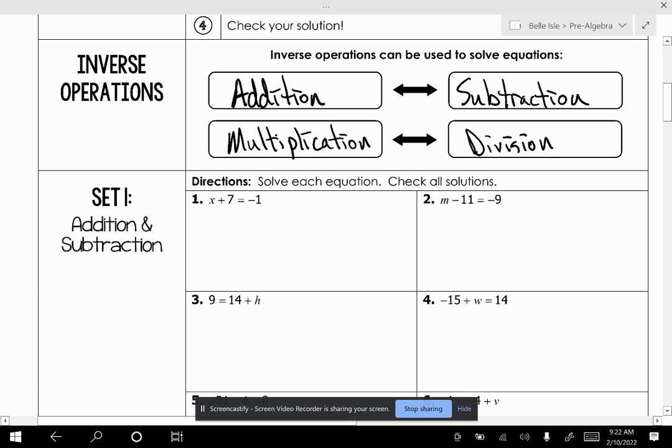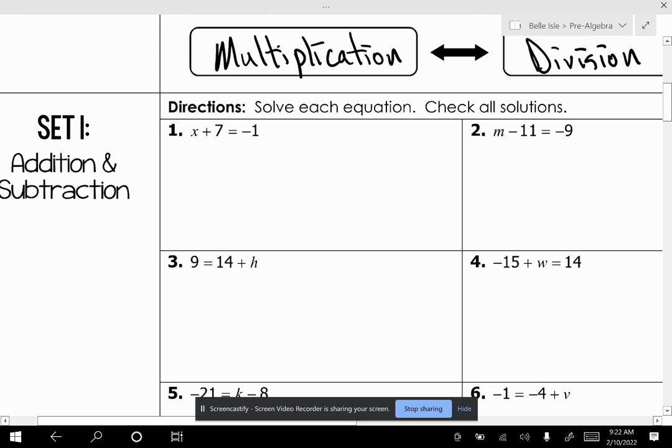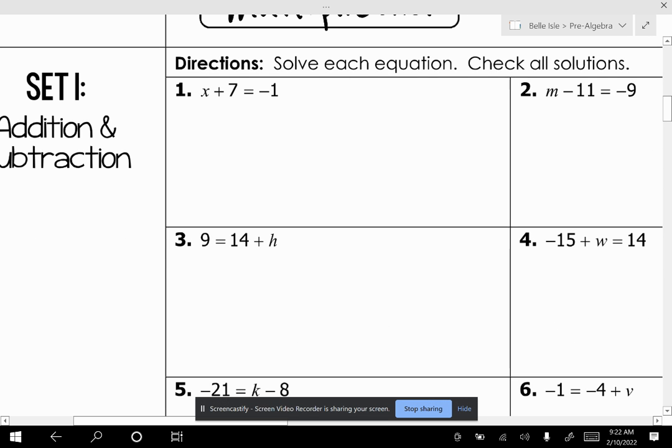Okay, so let's look at number 1. Our goal when solving equations is to isolate the variable. We're trying to get the x all by itself on its side of the equal sign. I always start these problems with a line right here dividing my equation into two parts. I have x plus 7 on the left. I have negative 1 on the right.